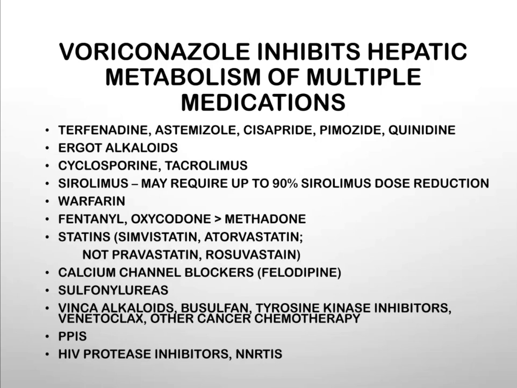But warfarin is also a major drug interaction, with potential to affect fentanyl and oxycodone more so than methadone. Our statins we have to think about because of risk for rhabdomyolysis, although pravastatin and rosuvastatin are good options as they're not 3A4 mediated. Felodipine is an example, sulfonylureas. A lot of chemotherapy agents ranging from vinca alkaloids, busulfan, tyrosine kinase inhibitors, venetoclax. You always want to make sure that it's not an issue with your chemotherapy. Also a number of antiretrovirals.